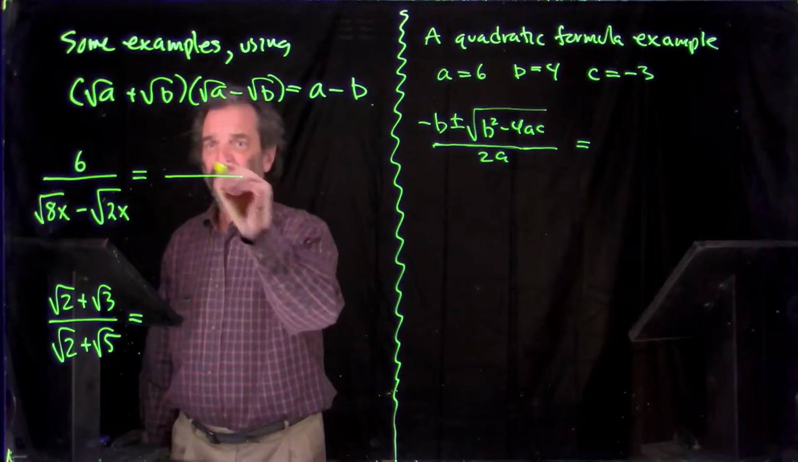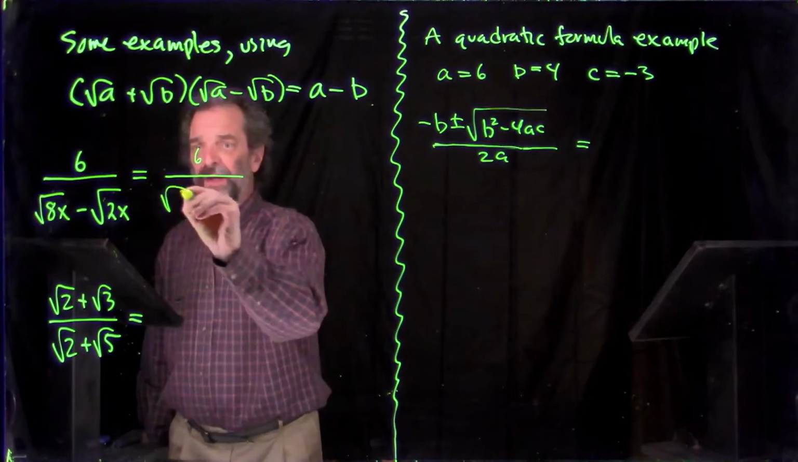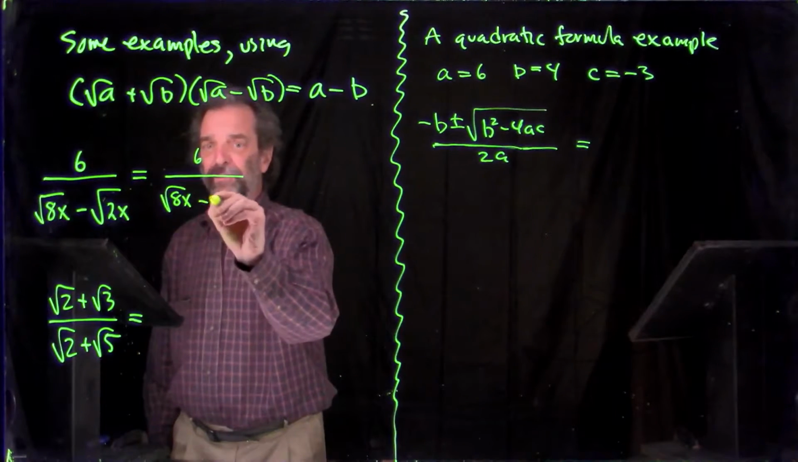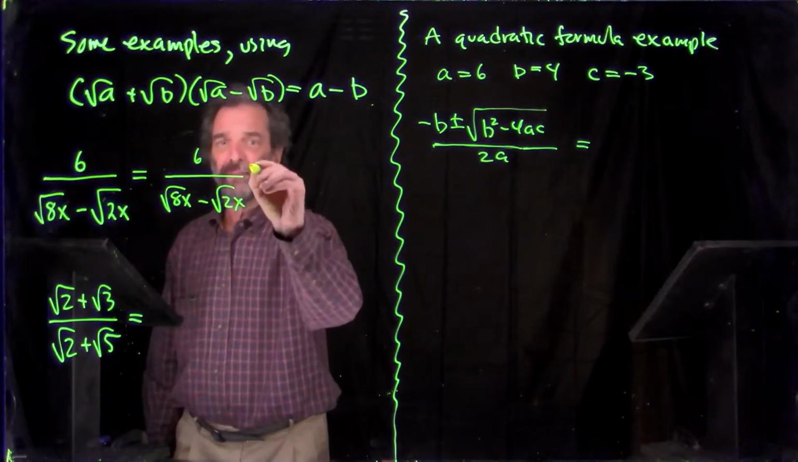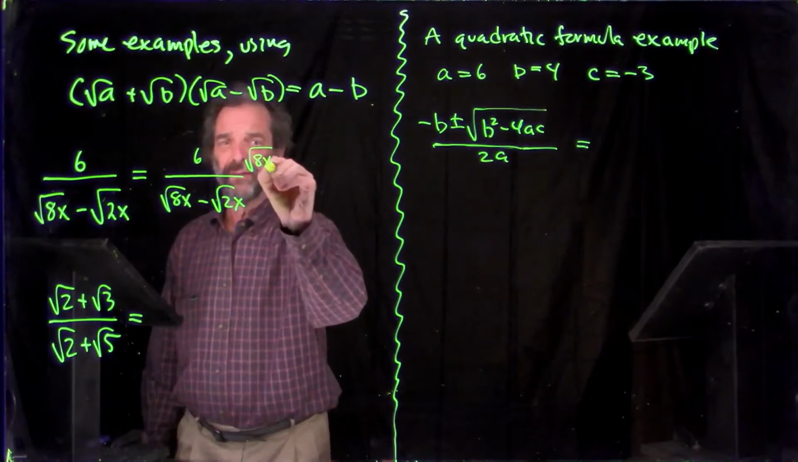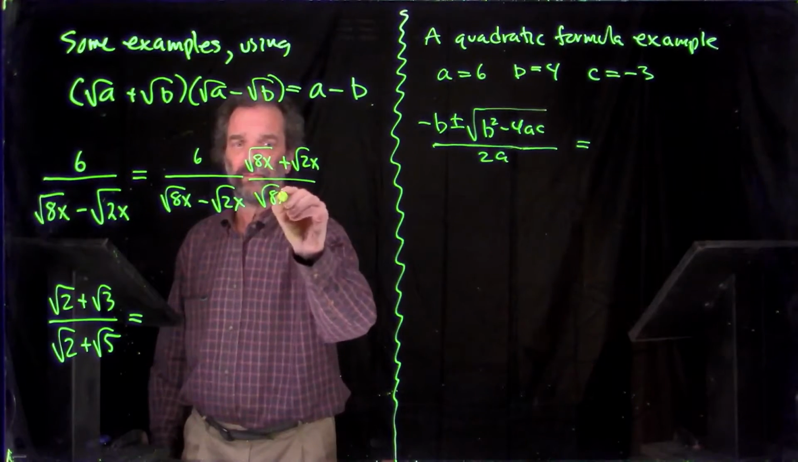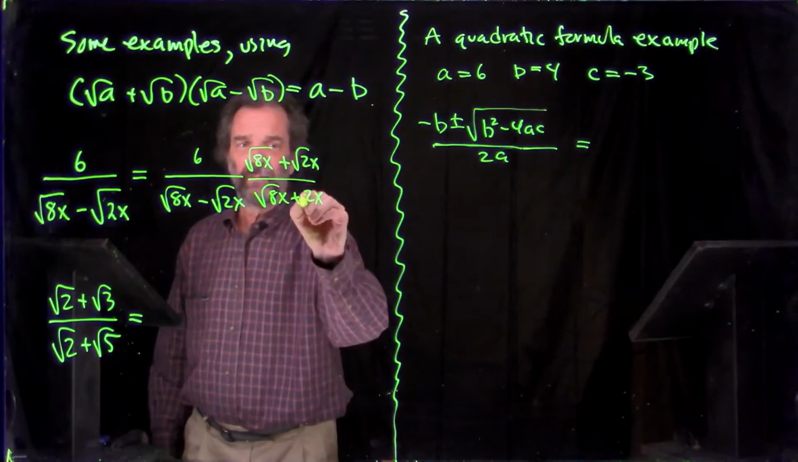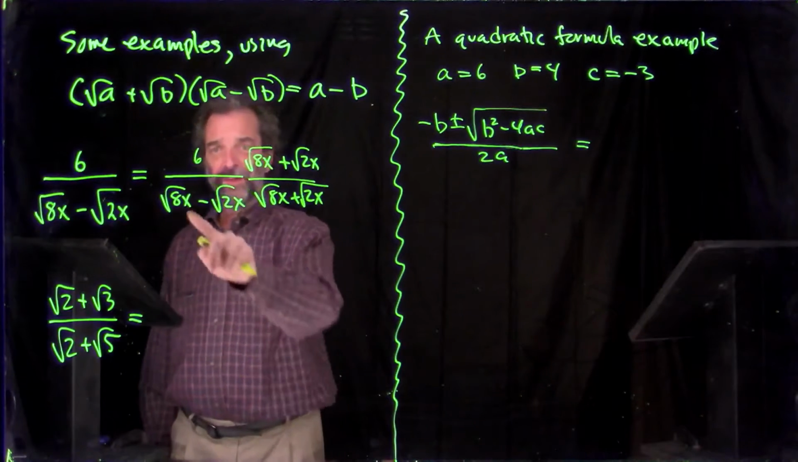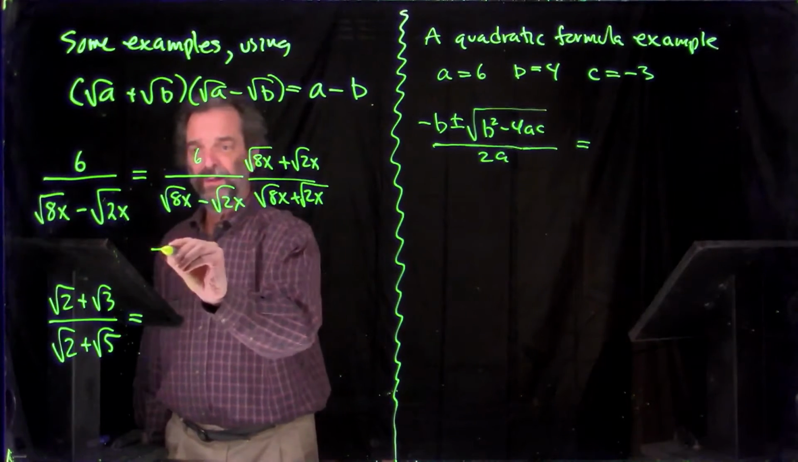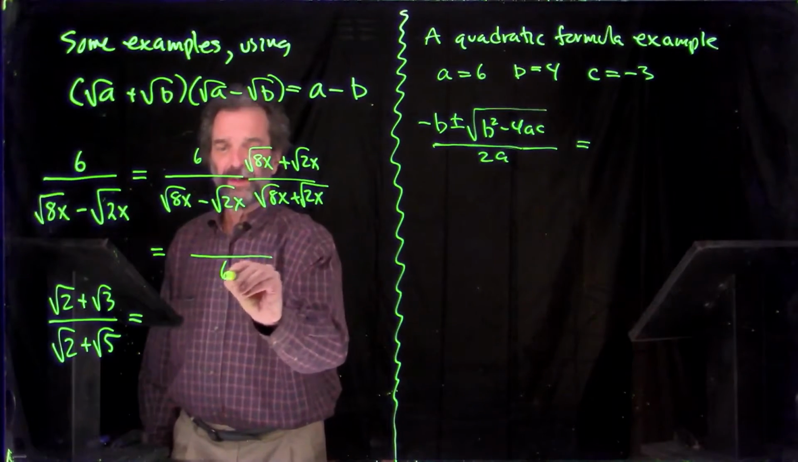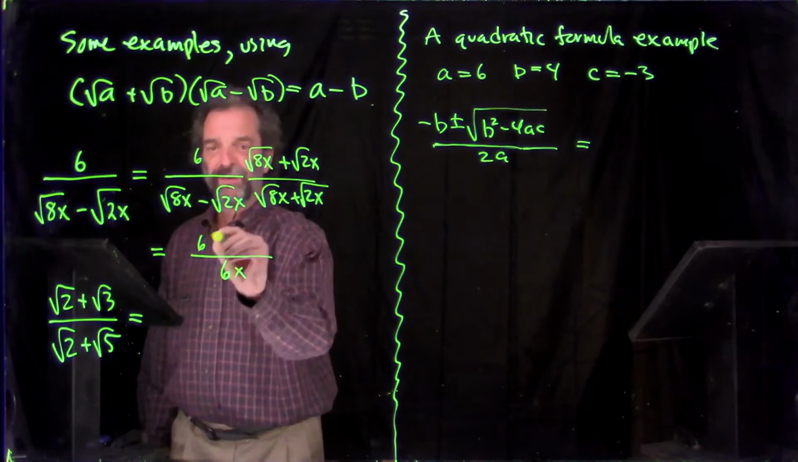We have the 6 on top. We've got the square root of 8x, so 8x is a, and 2x is b. Multiply by the conjugate, like that. And then you just get this minus this. So in the denominator, I just have 6x. Upstairs, I have 6.